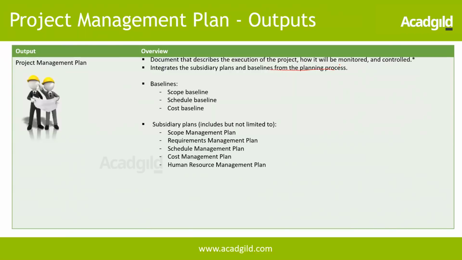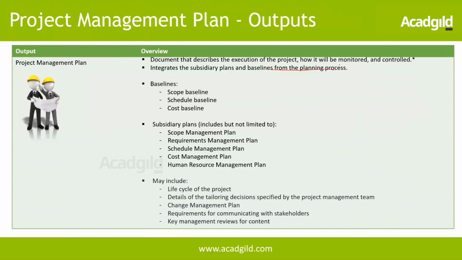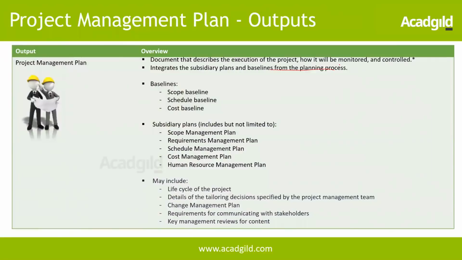There could be even more, like we have said. I've just said only 5 here, but we have 9 subsidiary plans altogether. And it may include the life cycle of a project, which we have seen, what life cycle the project goes through, and any quality or tailoring consideration that may be required for this project, that also will be documented in the project management plan.